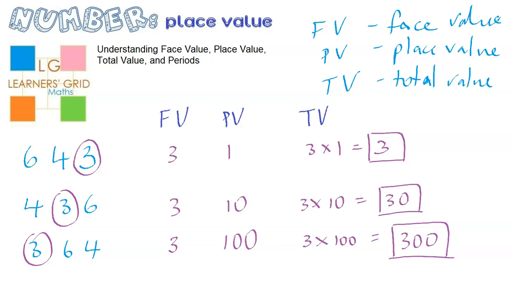So hopefully with that, you can get an idea of the relationship between the face value, the place value, and the total value, and how the position of each digit affects its value, and how we would actually say it within the number. But we'll get to that later. I just want to illustrate the same idea in a slightly different way and introduce this concept, periods, as well.